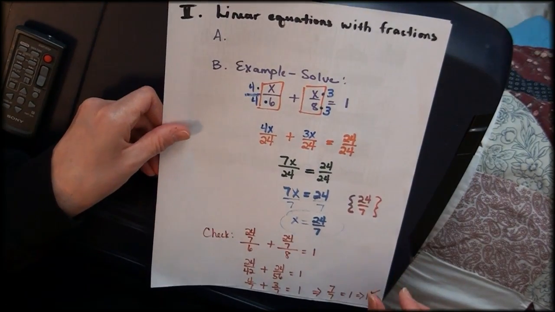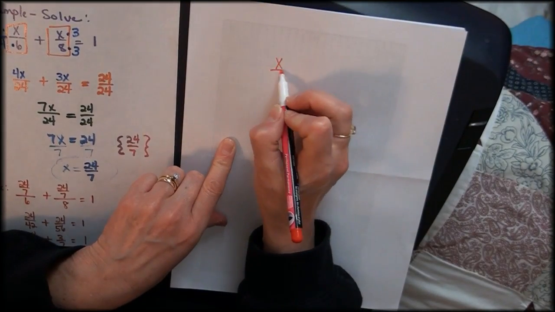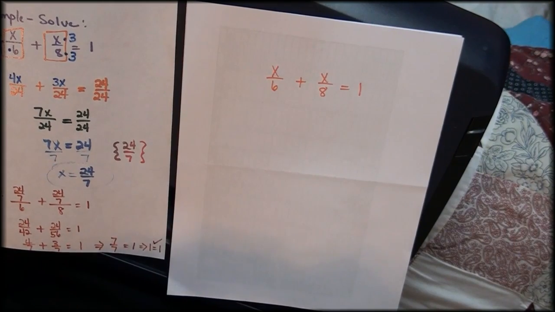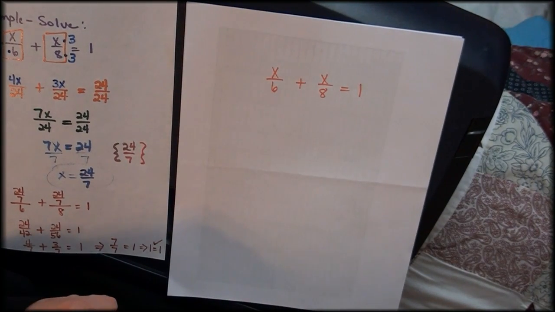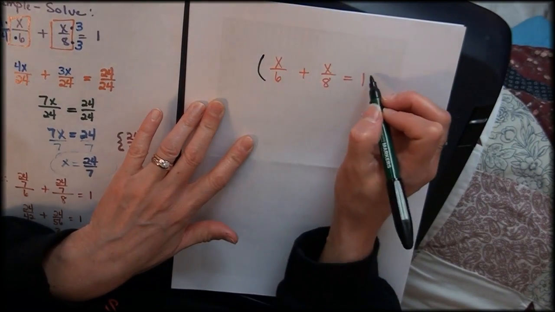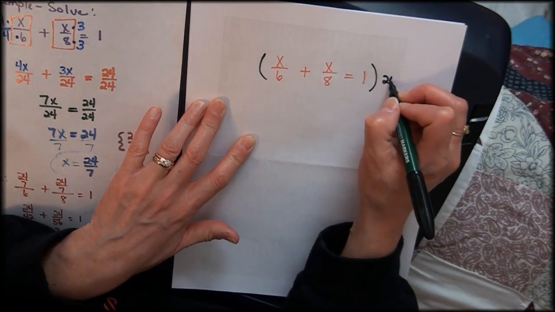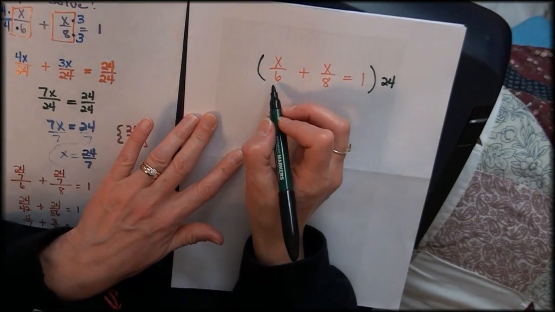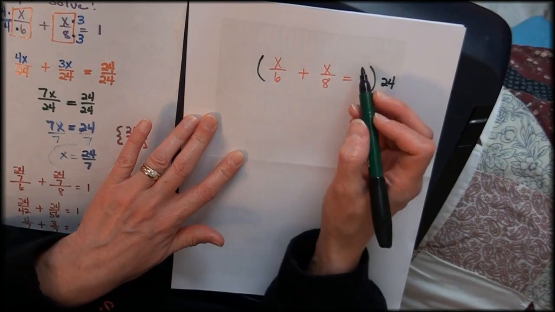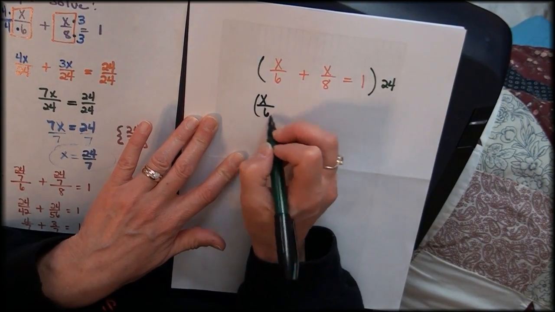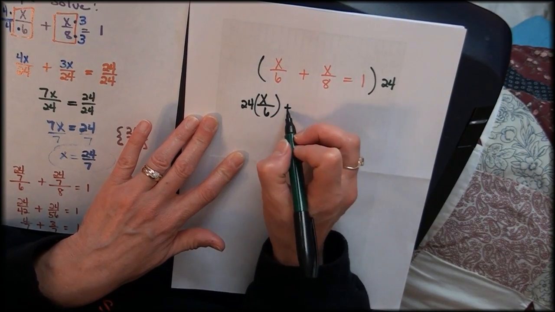Let's take that same example and do a little something different with it. Let's take it and this time, what if we took that LCD that we had come up with, that 24, and instead of creating common denominators, let's see what would happen if we took the entire equation and multiplied the whole thing by that LCD of 24. In other words, I'm going to take every single term, that's why I put parentheses around the whole equation, to remind myself I'm taking every single term of the equation and multiplying it by 24.